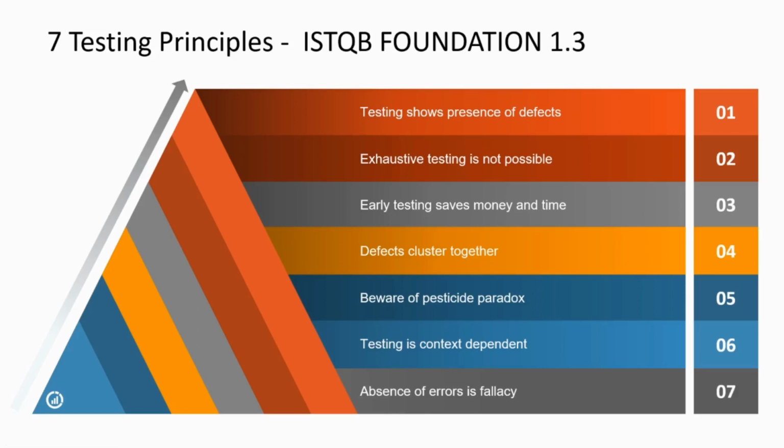So now the question is, what are the 7 testing principles for the testing? In ISTQB Foundation Syllabus, there are 7 principles which are described, and they are: first principle is testing shows presence of defects. Second principle, exhaustive testing is not possible. Third principle, early testing saves money and time. Fourth principle, defects cluster together. Fifth, beware of pesticide paradox. Sixth, testing is context dependent. And seventh, absence of errors is fallacy. So we will see each principle one by one with some practical examples.